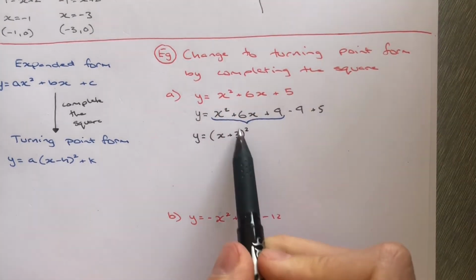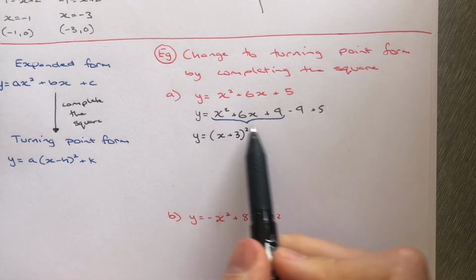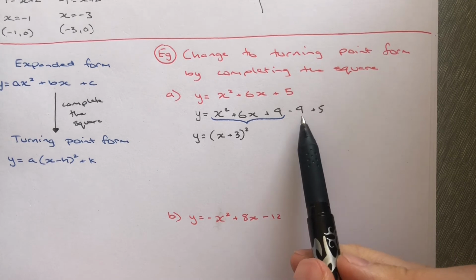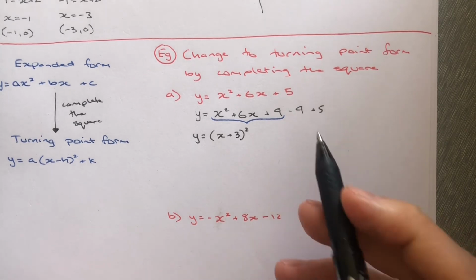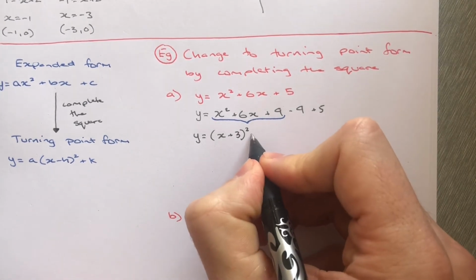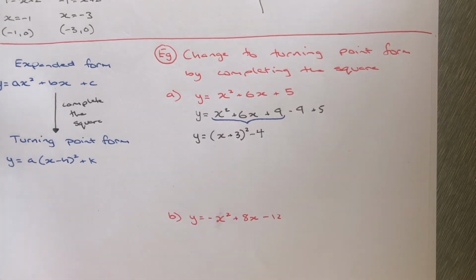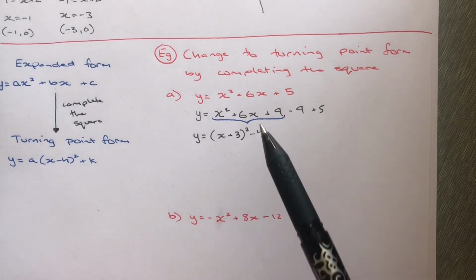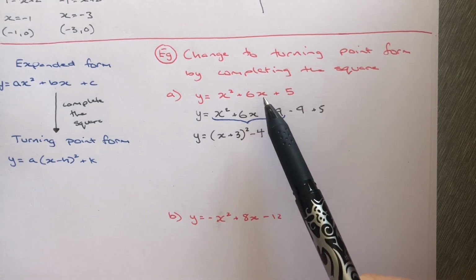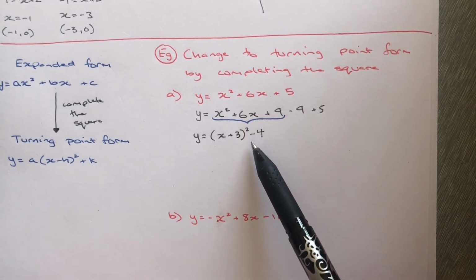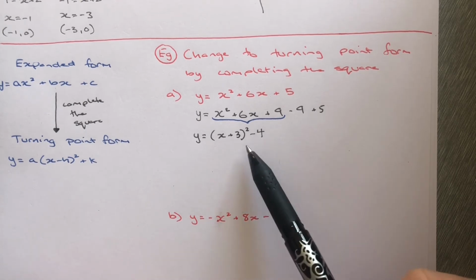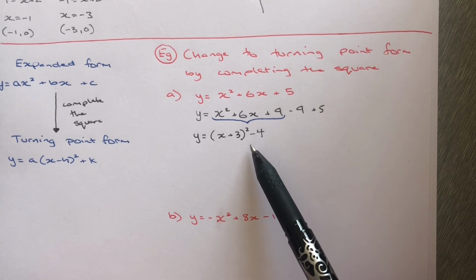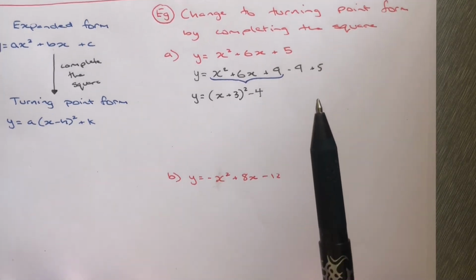So this here is a factorized version of this blue bit here. Okay, and I can't forget about these numbers either. So I've got minus 9 and plus 5, which gives me minus 4. Now what we have here is turning point form. What I've done is move from expanded form to turning point form by completing the square. And we can see that in this case, the turning point would be at minus 3 and minus 4. So let's go down and do the next one.